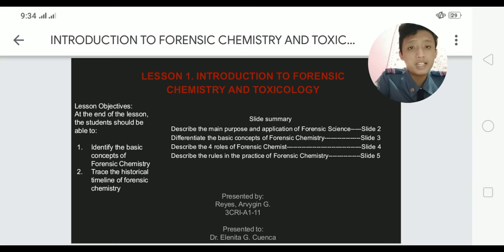Ang lesson objectives natin ay identify the basic concept of forensic chemistry, then trace the historical timeline of forensic chemistry. Ang slide summary natin ay describe the main purpose and application of forensic science. Slide 2, differentiate the basic concept of forensic chemistry. Slide 3, then describe the 4 roles of forensic chemist. Slide 4, describe the rules in the practice of forensic chemistry. Slide 5. Proceed na po tayo agad sa slide 2.